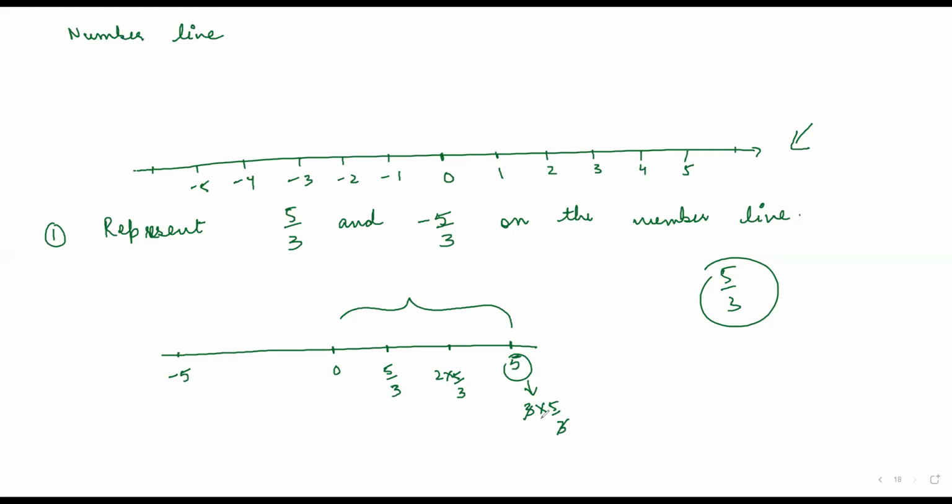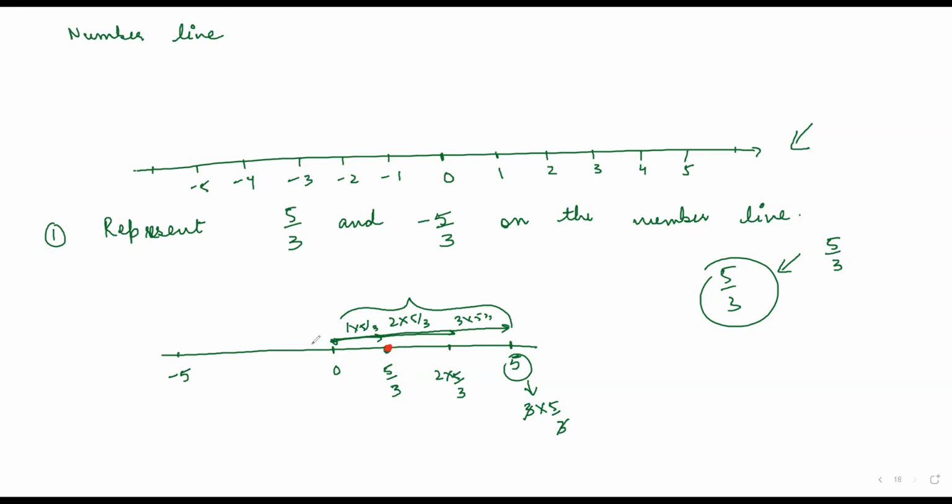See, you have divided 5 into 3 parts. So you have 3 parts now. The first part is 5 by 3, right? Then you have another 5 by 3, then you have another 5 by 3. So this much distance will be 1 into 5 by 3. And from 0 to here, this total distance is 2 into 5 by 3. And from 0 to here, this total distance is 3 into 5 by 3. So this is the position of 5 by 3. Understood? So this is where you are going to plot it.